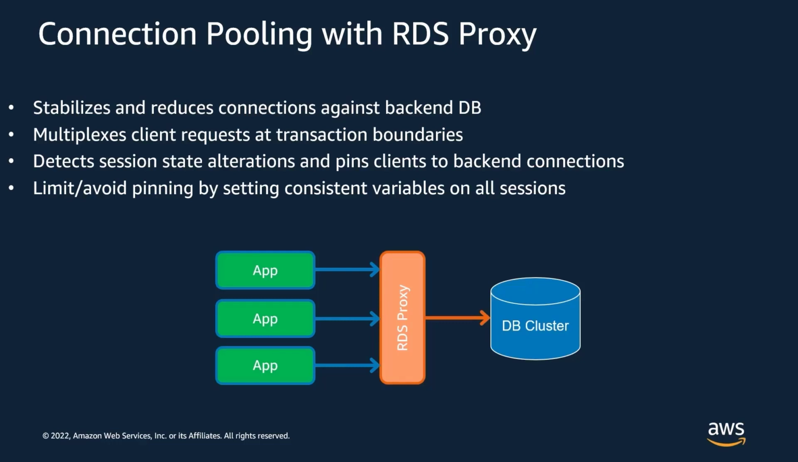It helps stabilize and reduce connections against the backend database, and it does that by using connection multiplexing and makes the database scale much better. Amazon Aurora integrates with several other AWS services, RDS Proxy being one of those services. RDS Proxy is a fully managed database proxy that makes applications more scalable, more resilient to database failures, and more secure. Let's see how.